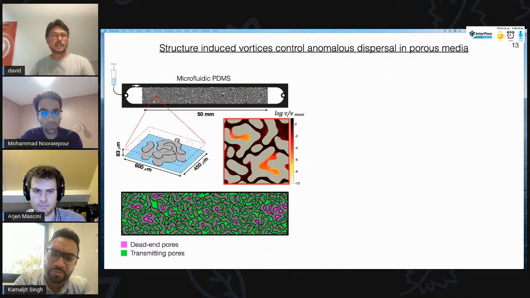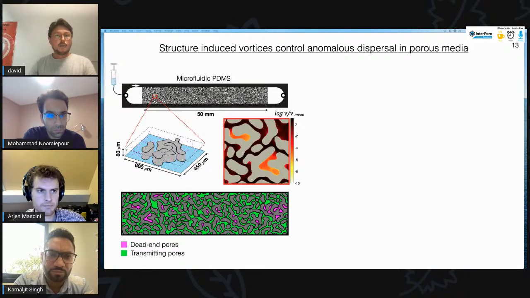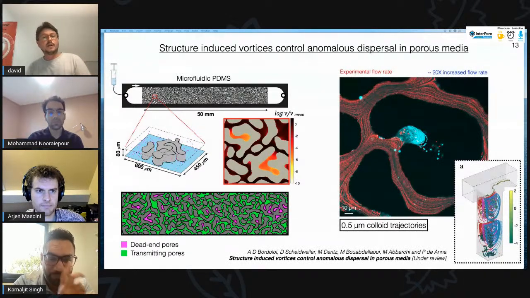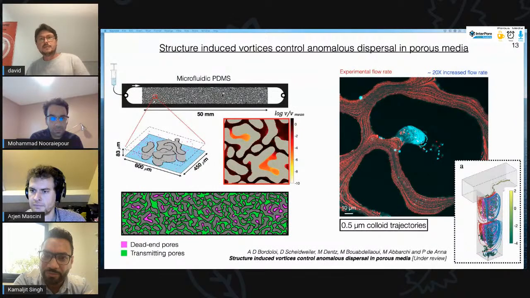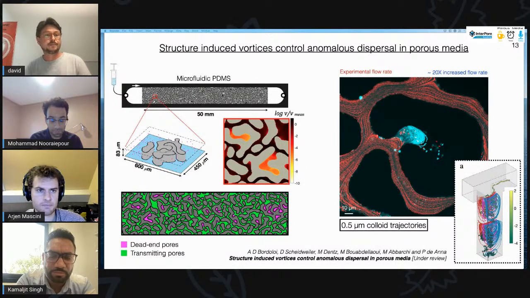Pores where the flow is mainly advective, we call them transmitting pores, here highlighted in green, and dead-end pores where the flow is stagnant, as you can see from the velocity map. However, in the dead-end pores, where we thought that transport would be mainly diffusion dominated, we actually observed vortices of secondary flow that control the transport time scale of polystyrene microspheres through the pore system.